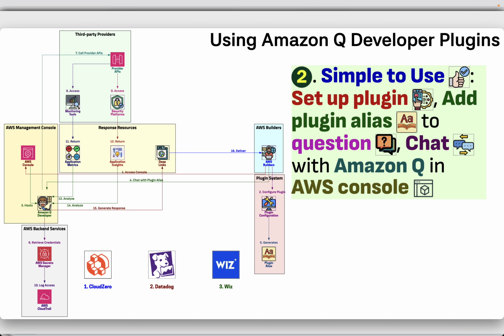So after you set up a plugin, all you have to do is add the plugin's alias to the beginning of your question when you are chatting with Amazon Q in the AWS console. So you need to give, for example, add Cloud Zero, add Datadog, add Wiz. So you have a chat interface for Amazon Q in the AWS console. You are asking some general questions, and in those general questions you can say, let's say, add Datadog, and you can ask some operations or logging related questions, and then the Datadog plugin will give information from Datadog's knowledge database and how it integrates with AWS.